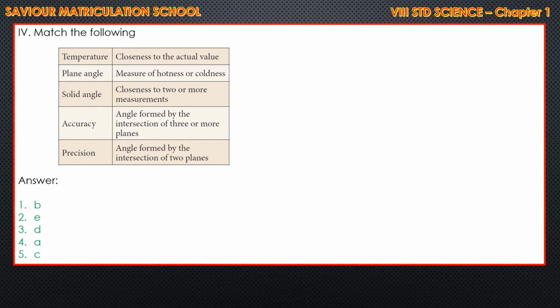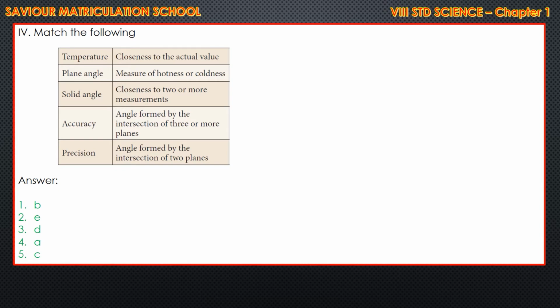The first one is temperature. Temperature is the measure of hotness or coldness. First you put 1, 2, 3, 4. First one, temperature, that is here, measure of hotness or coldness. Next one, plane angle, that is the angle formed by the intersection of two planes.